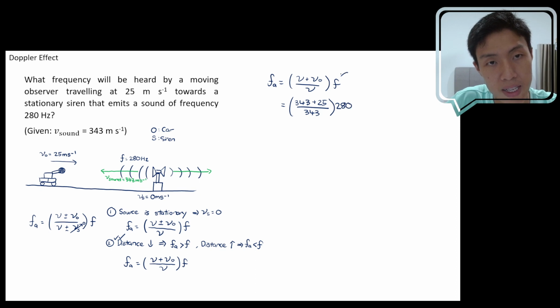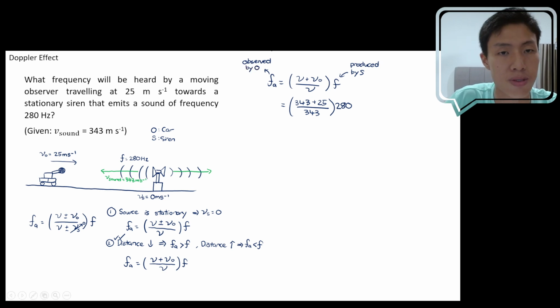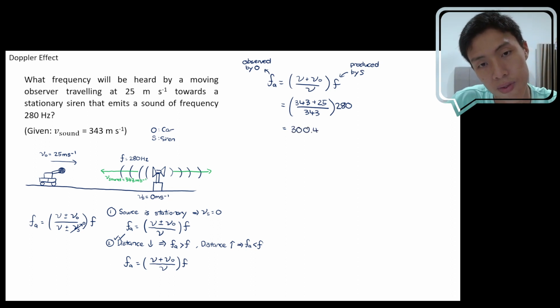This one is produced by the sound source, very clearly. Whereas this one is observed by the observer. So we call it apparent because this is what is apparent, what is observed. Okay, so if you calculate it, I believe you'll get an answer of 300.41 Hertz.